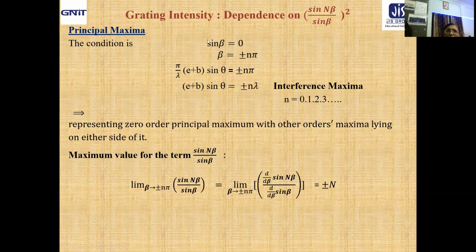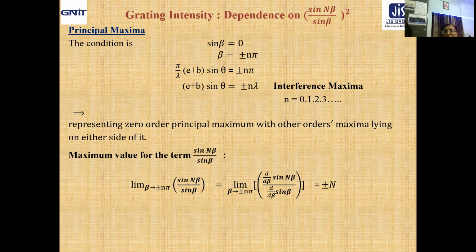Now, to get principal maximum out of this factor, the condition is sine beta equal to 0. So beta equals plus minus n pi. And what is the value of beta? Pi by lambda (e plus b) sine theta equals plus minus n pi. That means (e plus b) sine theta equals plus minus n lambda. So this is the condition for principal interference maxima for n slit diffraction. Obviously, n represents the order of interference maxima.